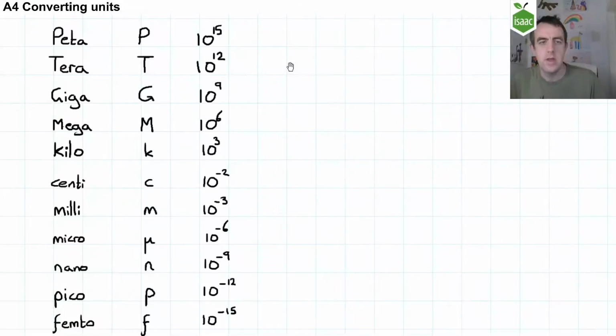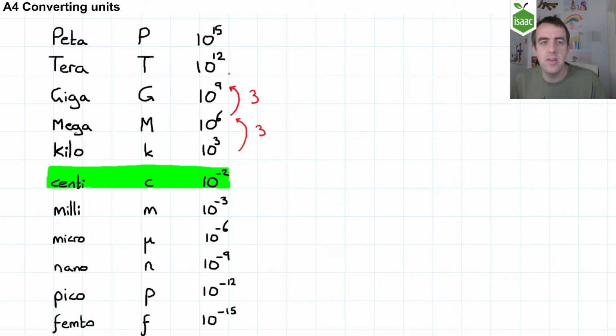This video is about converting units. Before you can convert unit prefixes, you first have to memorize all of the unit prefixes, but they follow a nice easy pattern. With the exception of centi, the order of magnitude goes up by 3 every time you go up this list, and down by 3 every time you go down this list.